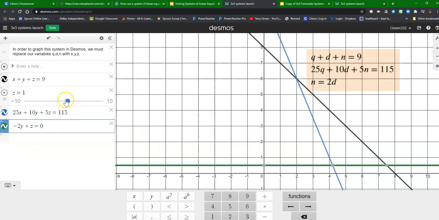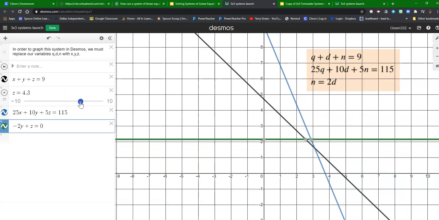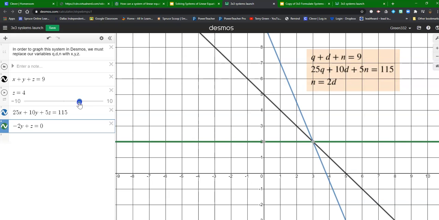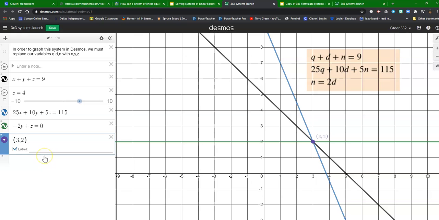Now this is the nifty part of the solution. All you have to do is take the slider for z and adjust it until all three lines coincide at one point. When you have done that, click on that intersection and identify that point, which I did. The point is 3, 2. I'm going to highlight it by typing 3, 2 and label it so that I can see it.